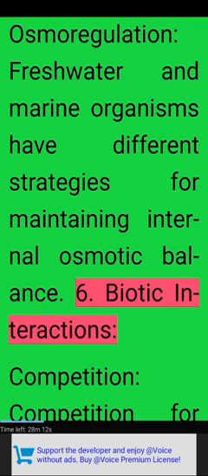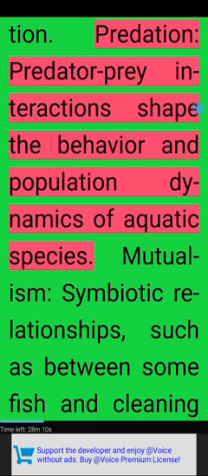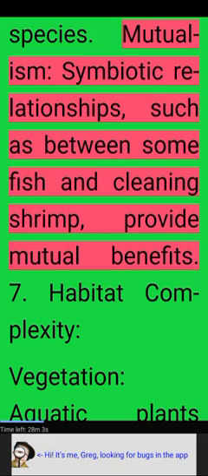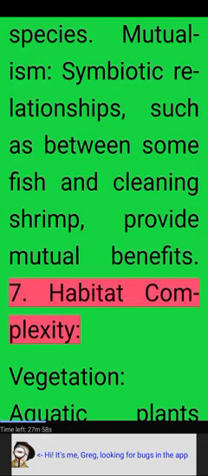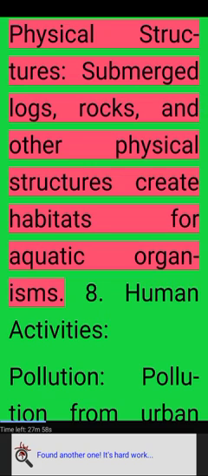6. Biotic interactions. Competition. Competition for resources like food and space affects population sizes and distribution. Predation. Predator-prey interactions shape the behavior and population dynamics of aquatic species. Mutualism. Symbiotic relationships, such as between some fish and cleaning shrimp, provide mutual benefits. 7. Habitat complexity. Vegetation. Aquatic plants provide shelter, oxygen, and food sources for various organisms. Physical structures. Submerged logs, rocks, and other physical structures create habitats for aquatic organisms.